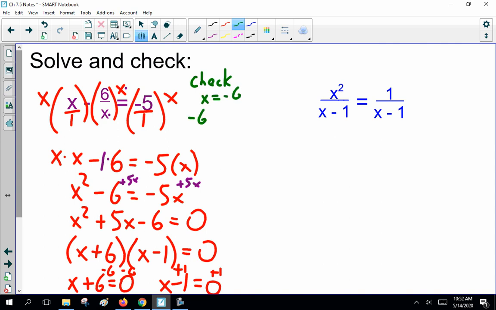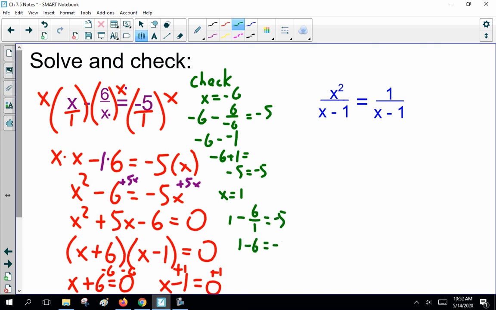So minus 6 over minus 6 equals minus 5. This is minus 6, that's minus 6 minus 1, that's minus 6 plus 1. Minus 5 equals minus 5. That works. Now, x equals 1. That's 1 minus 6 over 1 equals minus 5. 1 minus 6 equals minus 5. Minus 5 equals minus 5. Yes. So when I say check, check.